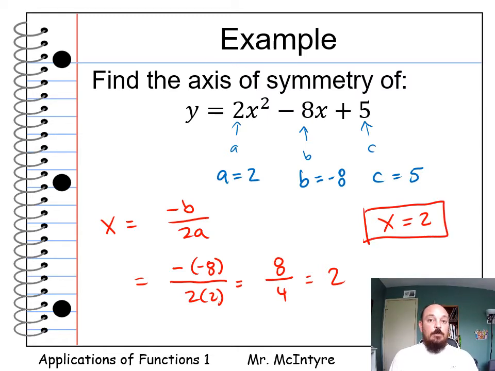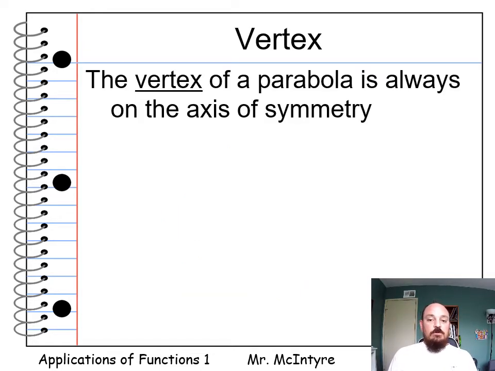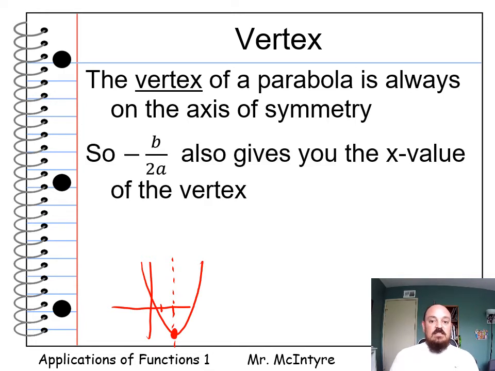Now let's talk about how that's going to help us find the vertex. If you remember from the first time we talked about parabolas, we saw that the vertex is always on the axis of symmetry. So if I have my graph right here, and I have an axis of symmetry at x equals 2, remember an axis of symmetry is a vertical line that cuts a parabola exactly in half. Well, if it cuts a parabola exactly in half, like that, then the vertex always has to be on it. And what that means is that number we just found, 2, or that negative b over 2a, gives you the x value of the vertex.